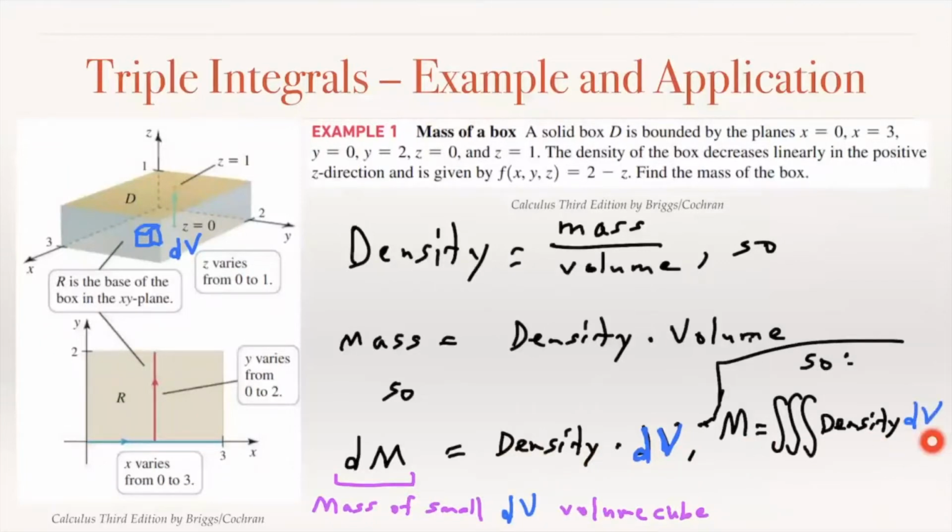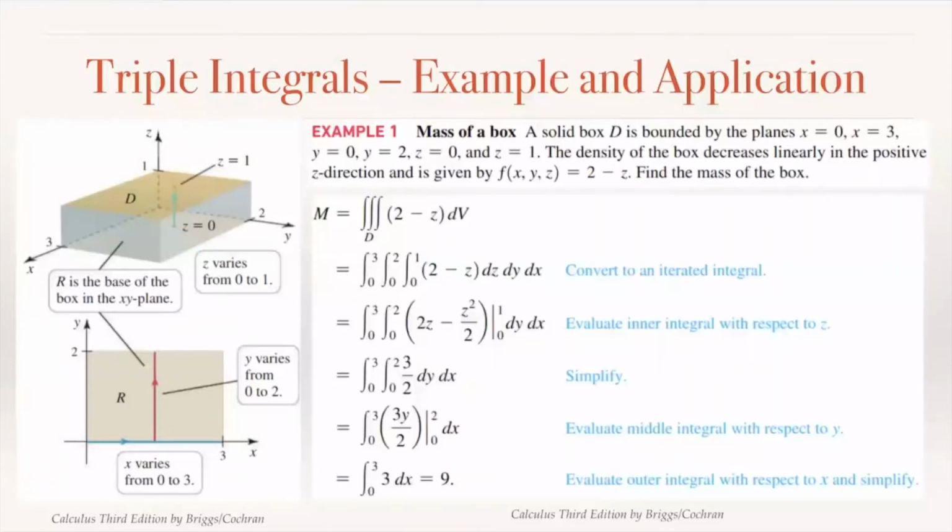Okay, so let's evaluate that triple integral. The density function is this 2 minus z. And we can imagine that first we're going from z equals 0 up to z equals 1. So that's our innermost integral. And then our outer two integrals, dy and dx, correspond to the slice at each of those points, z. So that's our triple integral, and then it's just a matter of evaluating it going from the inside out.